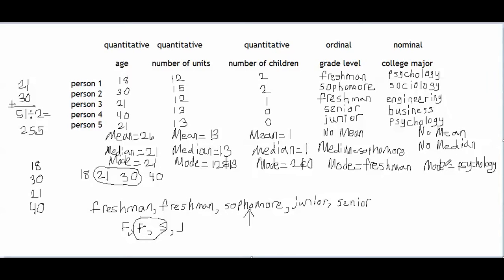Sometimes a set of data will have no mode. What if the ages were 18, 30, 21, 40, and 22? Now each value only shows up one time. No number repeats itself. In this case, there's no mode, because no number shows up more than any other number.